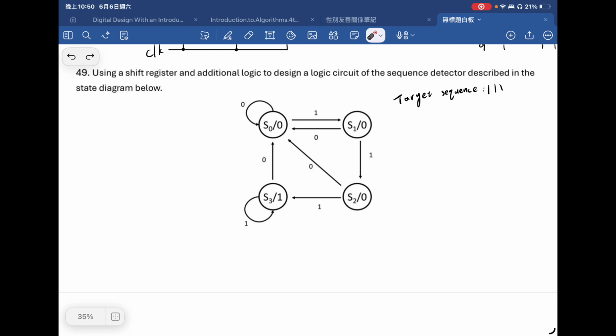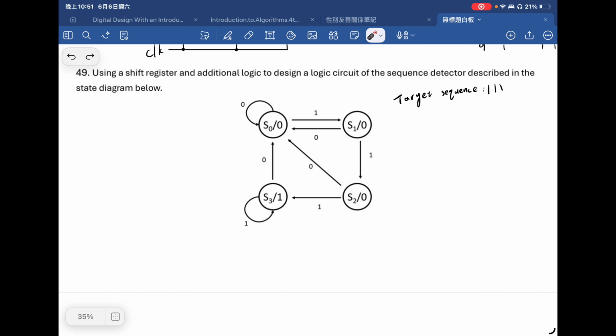State 2 means that two consecutive ones have been detected. If the next input is 1, then the circuit has detected 3 consecutive ones, so it moves to state 3. If the next input is 0, the sequence is interrupted, so it returns back to state 0.